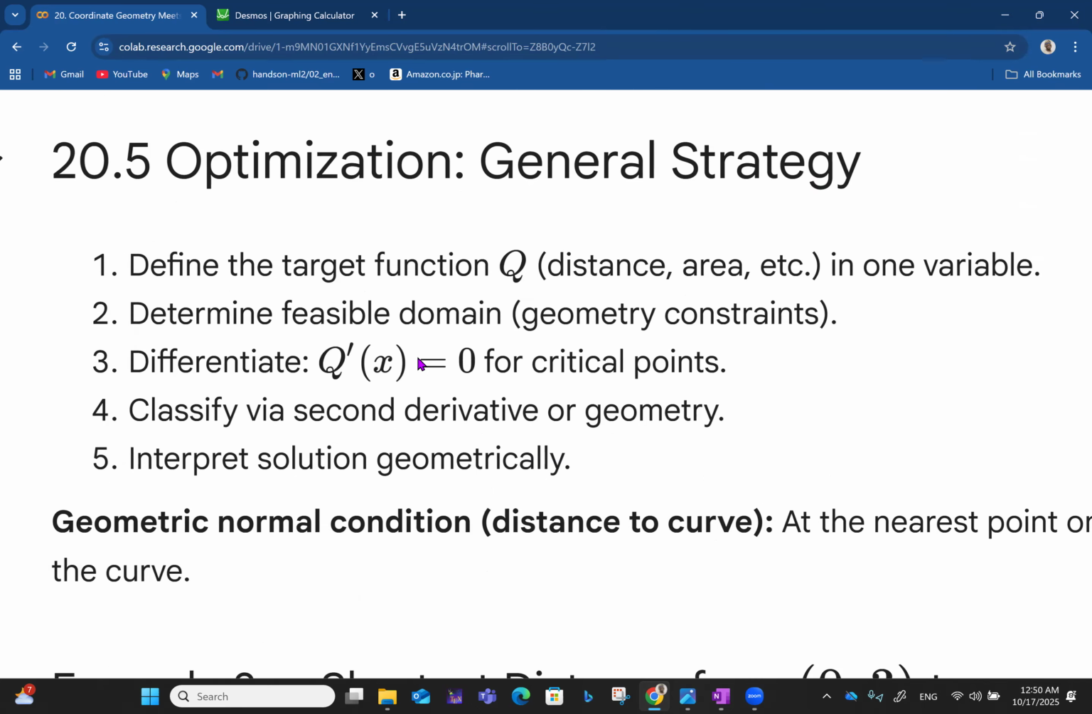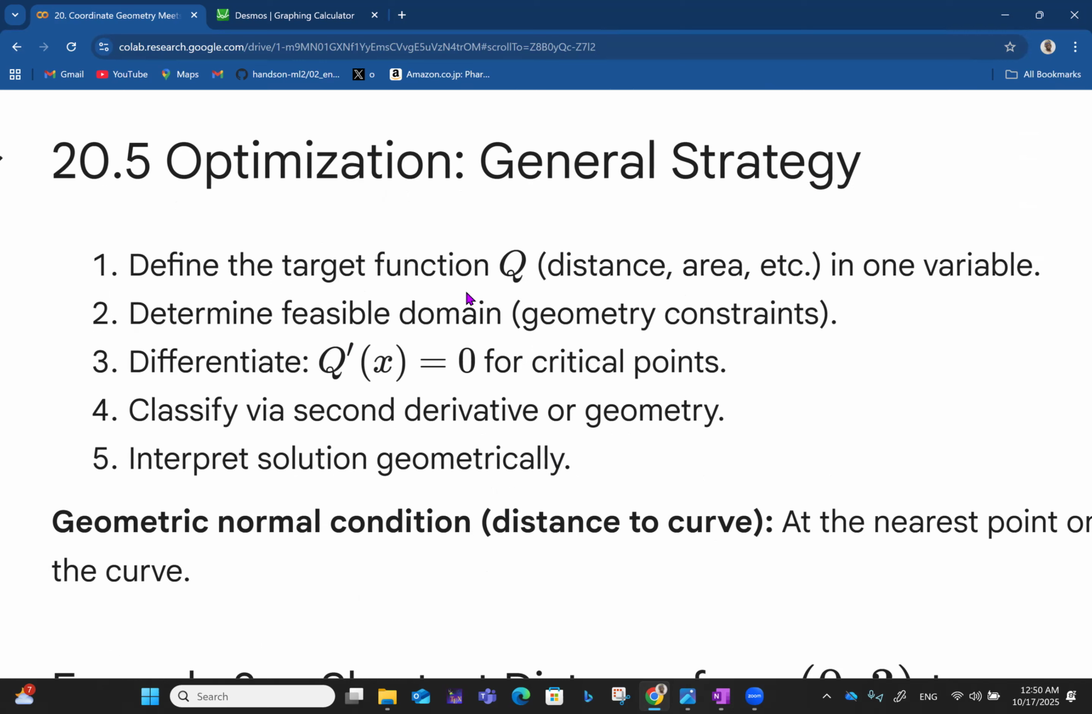So for optimization, you are looking for the best way to get things done: the shortest way to arrive at a place, the smallest amount you need to spend, the maximum profit you can make. You are minimizing costs, minimizing negative things, and maximizing positive things. That's the idea of optimization.